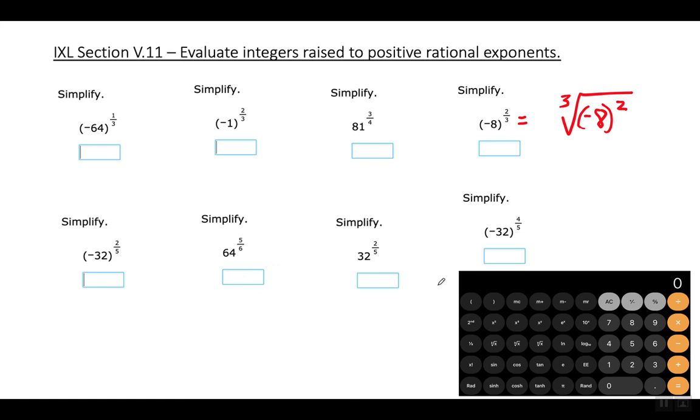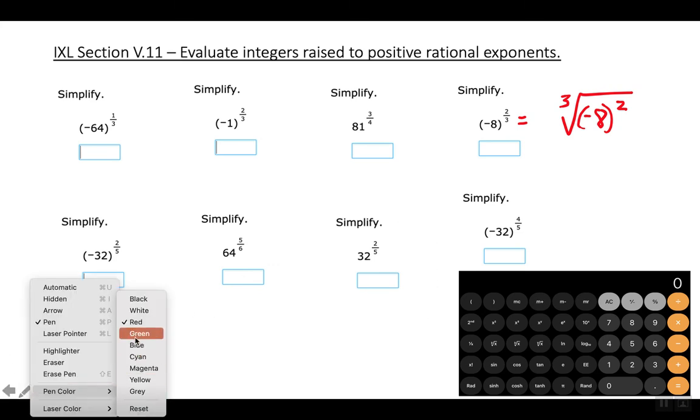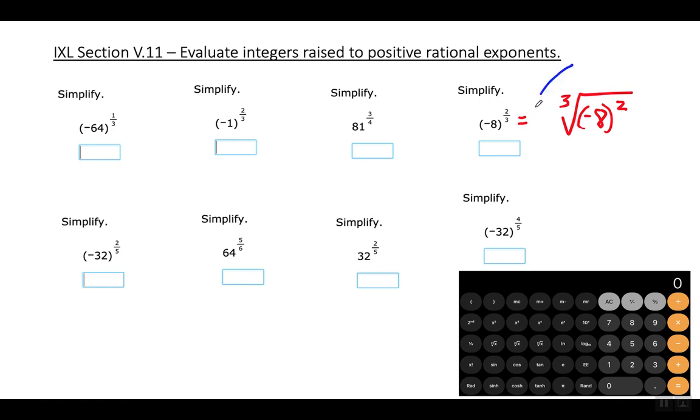You're going to have that, okay? So do it my way, which is first think about it this way. Think about it like this. The cube root of -8 is -2. And then -2 to the second power is +4, and that's my answer here. I did that without a calculator. You should try to do that as well.